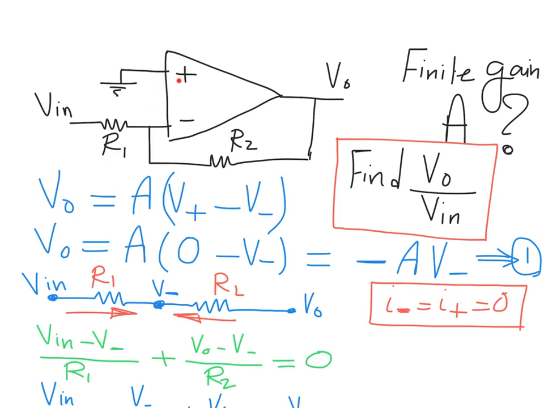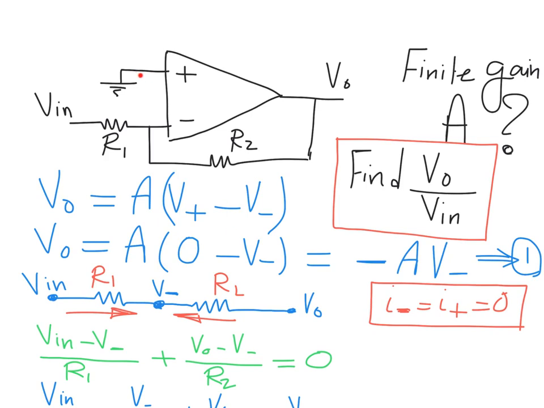Again, V plus is given and well known to be ground, 0, so V plus equals 0. V minus here is not equal to 0, unfortunately, not like the second example we solved before. So here we have to get some relationship between V minus and Vn in terms of Vn and Vo. First, Vo right now is nothing but minus A multiplied by V minus, and this is the first relation.